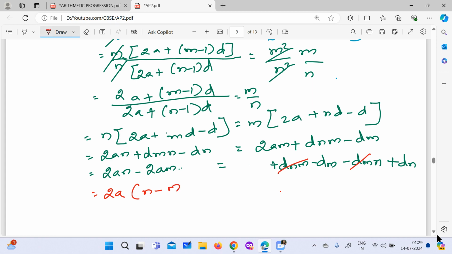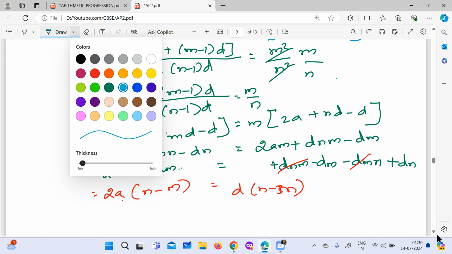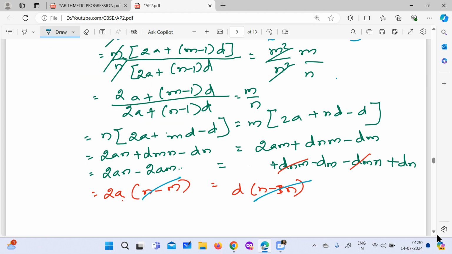and this side you have d times n minus m. So you have n minus m here, n minus m here as well. So we can do cancellation. So you get here 2a equals d. So you know the value of d is 2a, and then a will be d over 2.